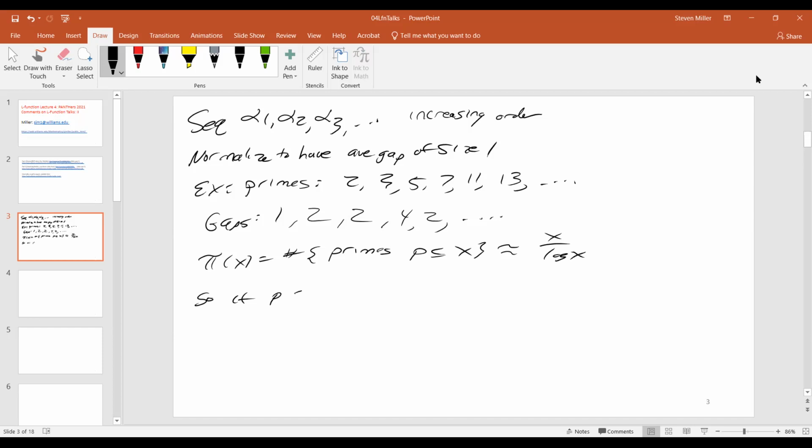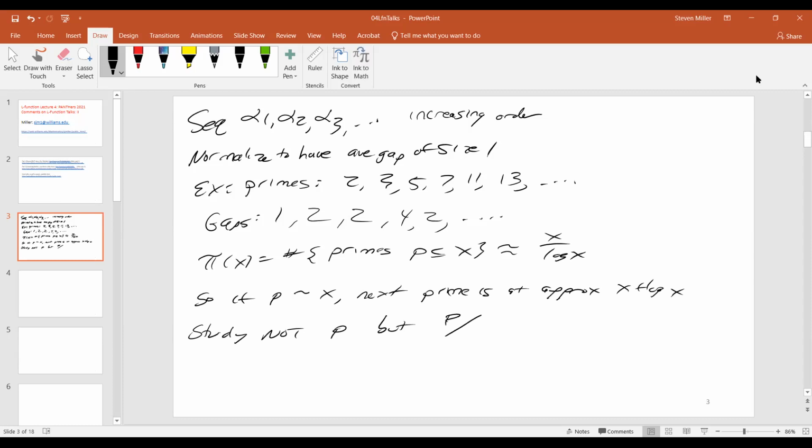So if p is of size x, the next prime is at approximately x plus log x. So you might study not p, but p divided by log p. And normalizing something like that, you now have a sequence where you might have the gaps to be of size 1.